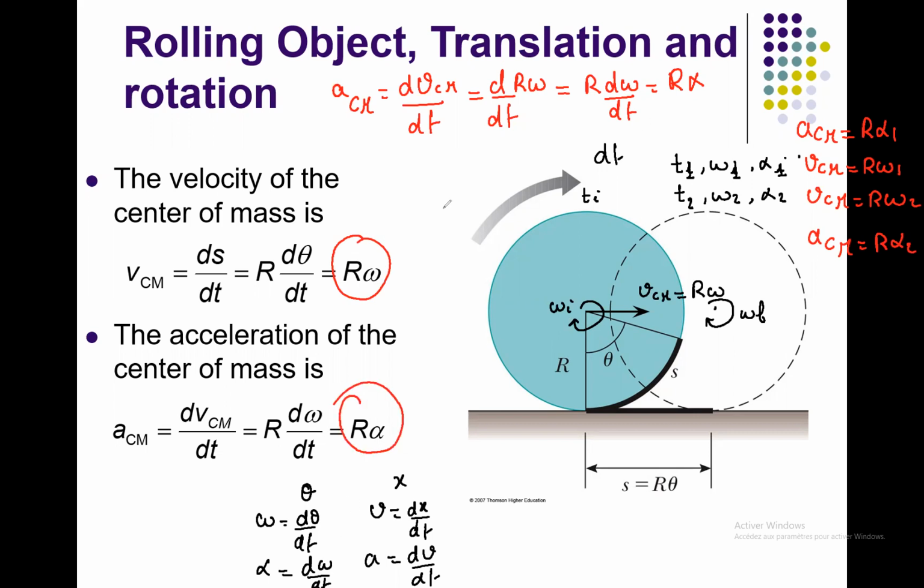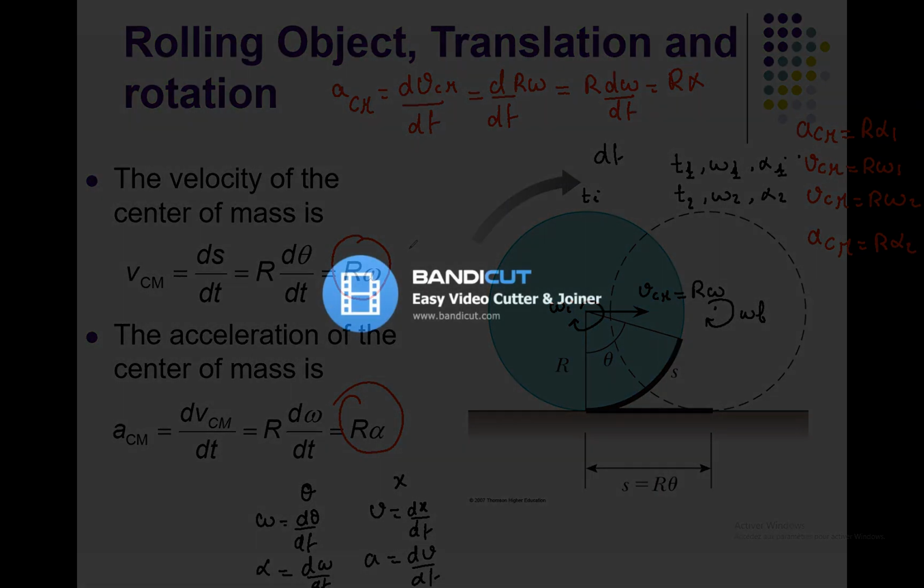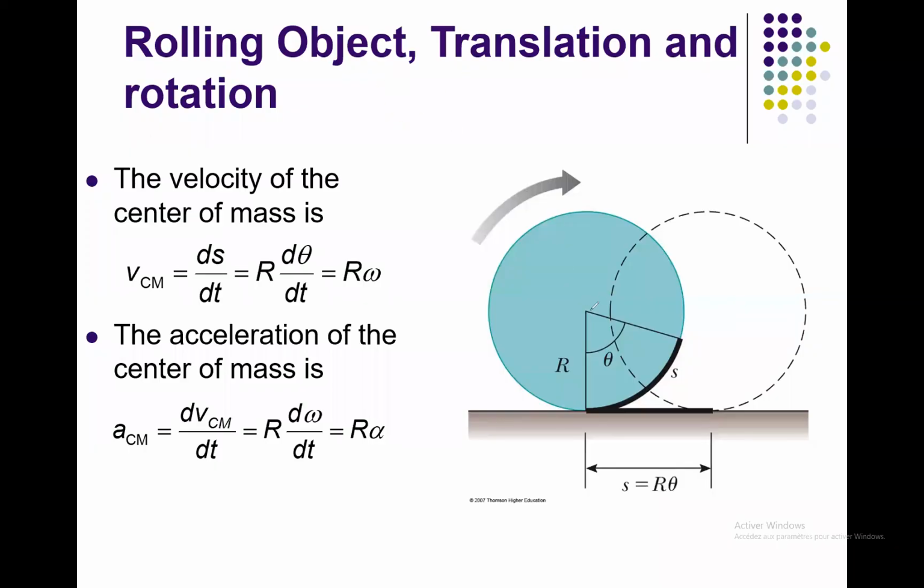In the case of translation and rotation, we have now calculated the velocity of the point CM at any position, equal to R times omega. What about any other point? For example, I want to calculate this point or this point or any point. What is the velocity of this point? Let's say we have VA. VA has rotation and translation, so we have two velocity contributions. VA is rotating about CM, and at the same time is moving to the right.